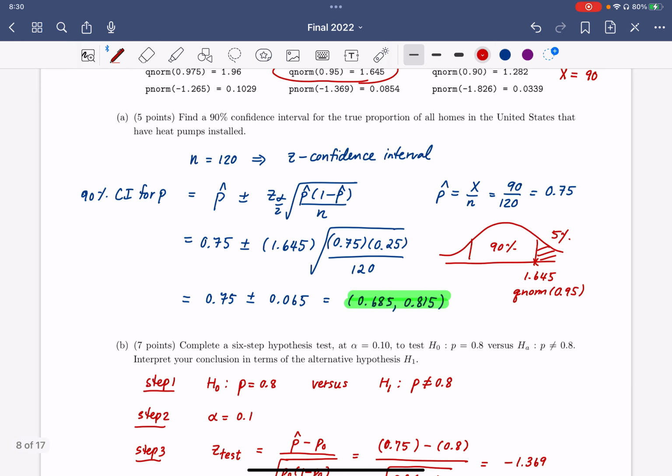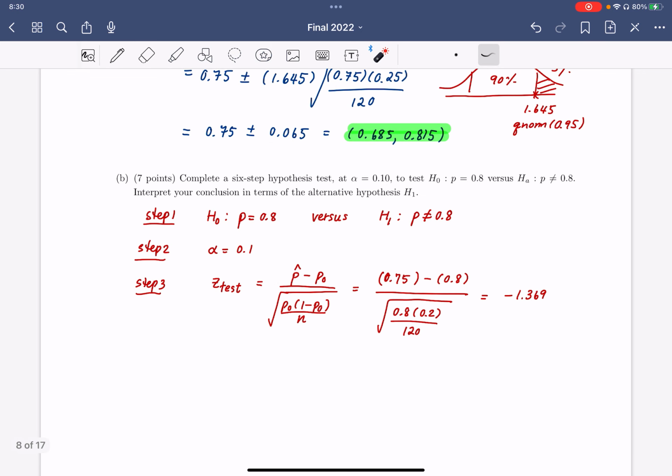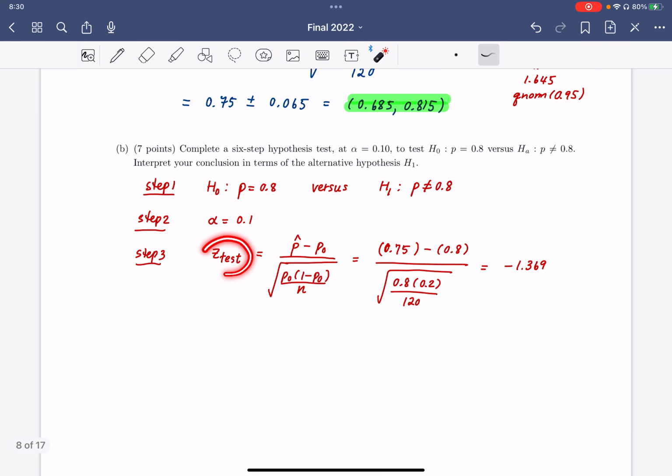You actually had the code for the P norm here, because what you're going to use this for is the P value in the next step. So once we have the Z test statistic, we can compute the P value. But this is the answer for the Z test statistic here. All right, next one, step 4. It's going to be the P value.